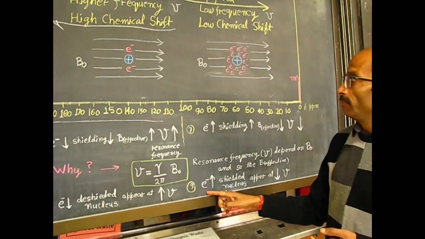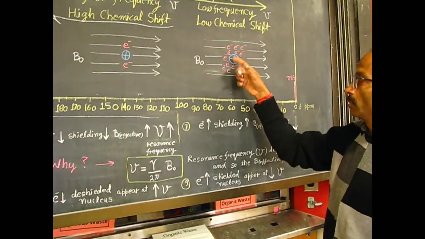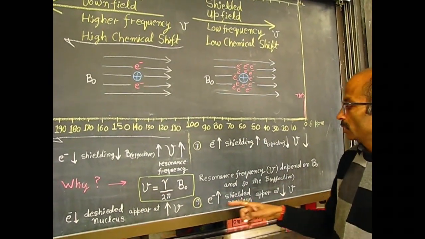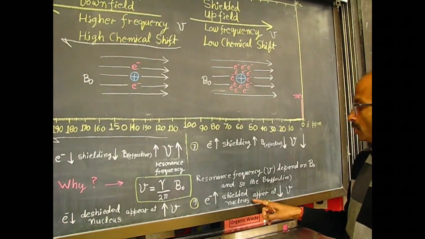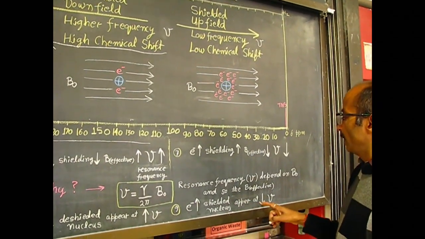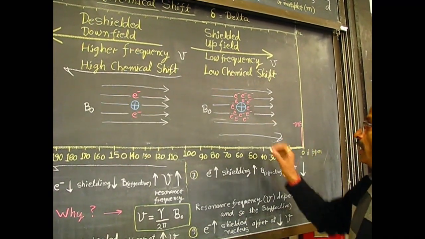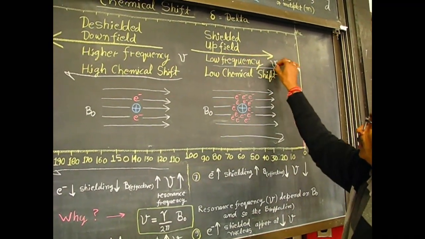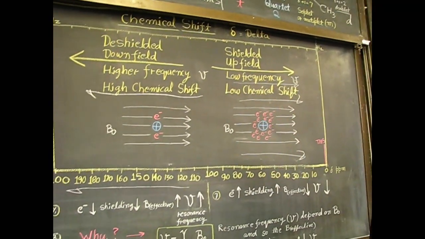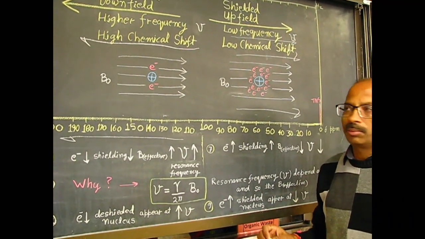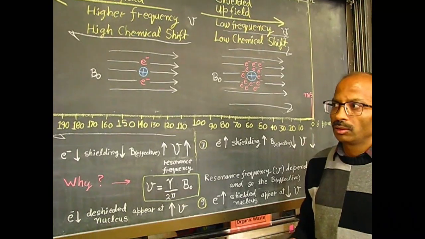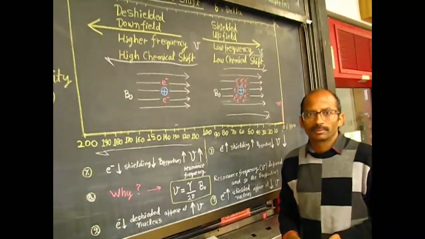On the other hand, if we have more electrons surrounding the nucleus, then the nucleus is called a shielded nucleus, and it will appear at a low frequency. Low frequency will be on the right hand side, and that is why we said low frequency or low chemical shift. So we will study 2 examples to understand this concept.